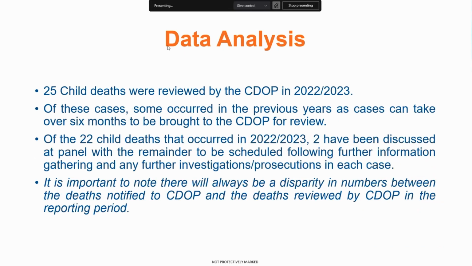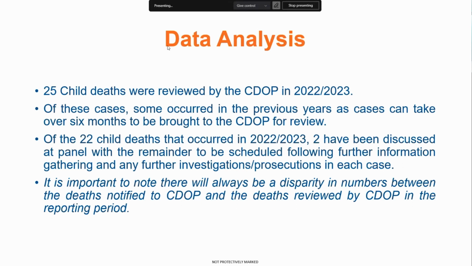25 deaths were reviewed by the CDOP within the same period. One thing that you've got to remember is that while a child dies within a year period, which runs from April to March, so we run on the financial year, just because a child dies in that year doesn't mean that the CDOP will occur. CDOPs can take a long time to come through, especially if there's a criminal investigation for that meeting. So you will find that we will be reviewing cases maybe from 1, 2 or 3 years ago.